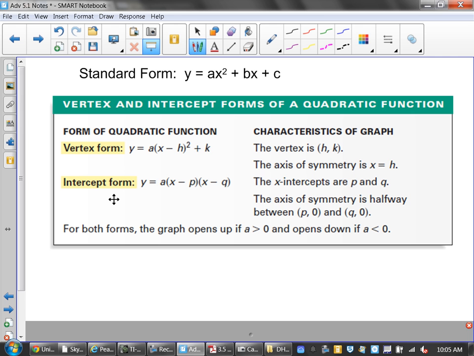The intercept form is y equals a, x minus p, x minus q. What's P? Oh, p and q. I'm sorry, they use p and q. I forgot to use p and q. I do that every year. Where p and q are the zeros.